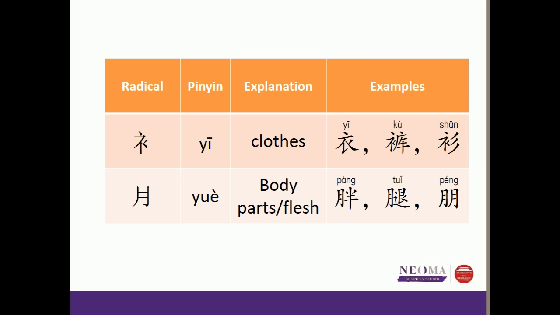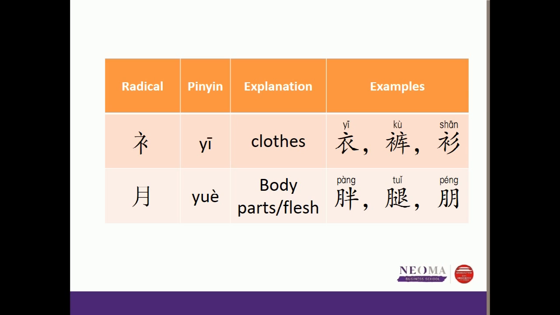Next one, 月. You may think this is a moon. We learned it before. This is a month. We learned 几月几号, for example. But in ancient times, it was written in a different way, and it's quite similar to the radical of meat or flesh. So gradually people forgot the meat radical, but use this radical to refer to body parts or flesh. The first one, 胖, means chubby or fat. Second one, 腿, means leg.